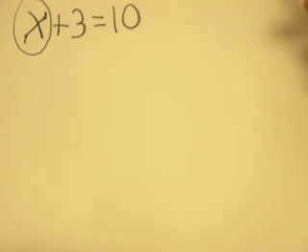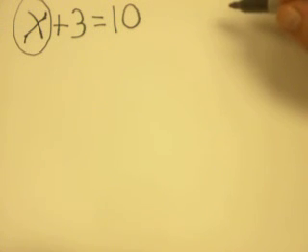So what we do is everybody else has got to move out. Pretend that x gets along with nobody else, and it has to live alone. So everybody else has to move out. You ever have an x like that? All right, so the x, we need to get it by itself. We do this by doing the opposite.